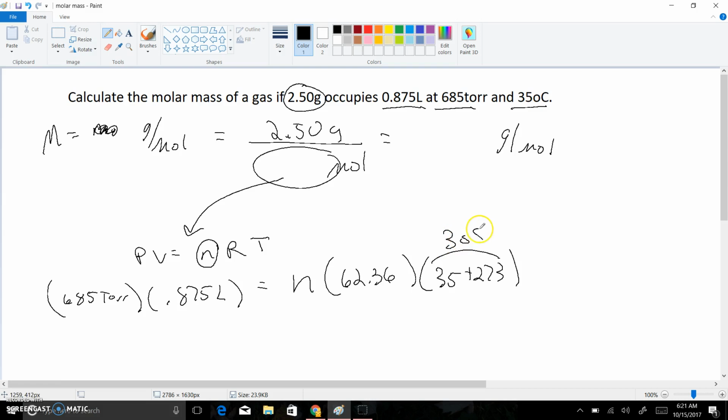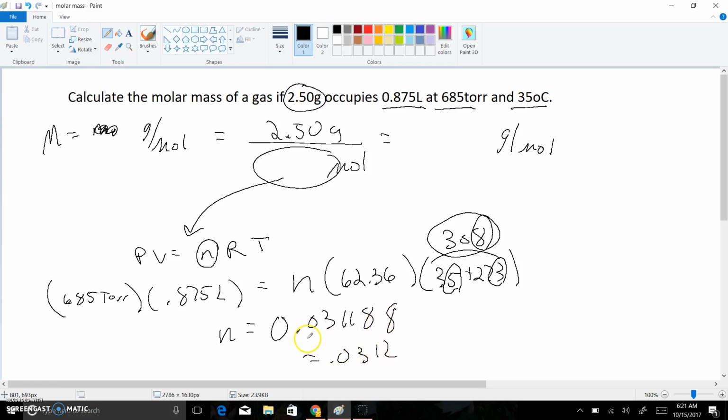That equals 308. Looking at sig figs, this is in the ones place. This has a ones place or infinite sig figs, so this has to be the ones place. So this is 3 sig figs. 3 sig figs, infinite sig figs, 3, and 3. Once again, 3 is a popular number. If I put it in my calculator, it says n equals 0.031188. So sig figging that, I could say it's 0.0312. I'm going to still keep this number in my calculator because that's my moles, and I'm going to stick it right into this spot right here.